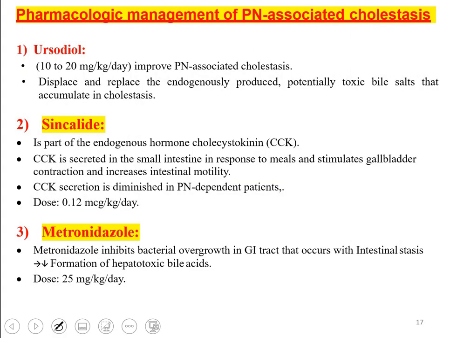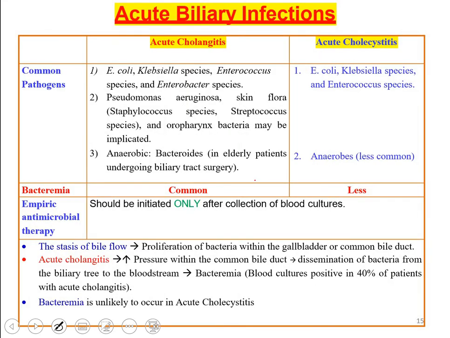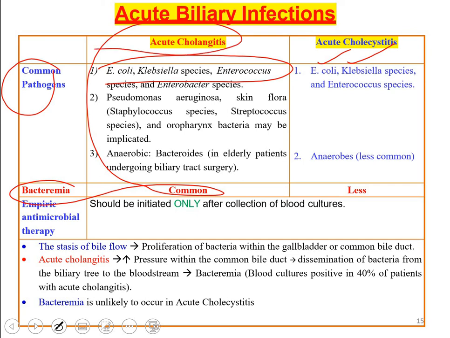Now, for the pharmacological management of parenteral nutrition-associated cholestasis, you can use ursodeoxycholic acid, and you have to give metronidazole to cover anaerobic infection. In case of acute biliary infection, what will you do? Remember, these are the common pathogens: Klebsiella, the Enterobacteriaceae family, and other related microorganisms. And in acute cholecystitis, again the predominant are Klebsiella and E. coli, and some Enterobacteriaceae. But remember, bacteremia is common in acute cholangitis, and much less common in acute cholecystitis.